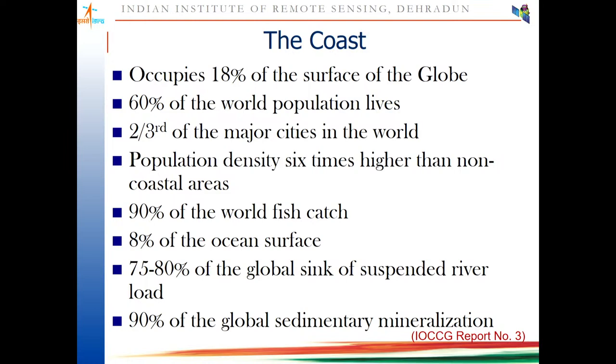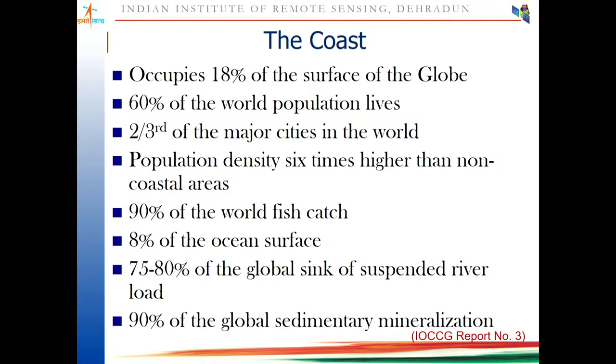So, why do we basically need to study the coastal zone? As I told you, it is around 18% of the surface of the globe. Within this 18% of the surface of the globe, 60% of the world population are living. That is most important. Two-thirds of the major cities of the world are lying in the coastal zone.